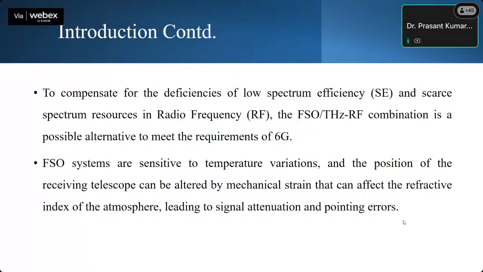And as a consequence of that, your FSO links are going to suffer from atmospheric turbulence and other effects. And all these effects combined will lead to losses, attenuations, as well as pointing error, which will lead to a very poor bit error rate. And sometimes it so happens that the link will not be usable, or you can say the link is not available. And this is the scenario where the BER falls below the FEC threshold.